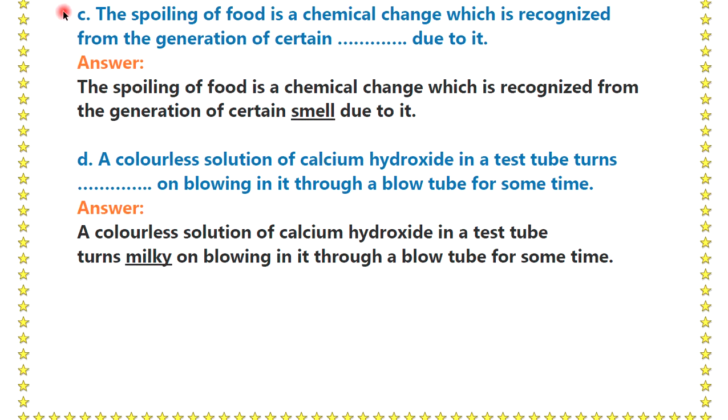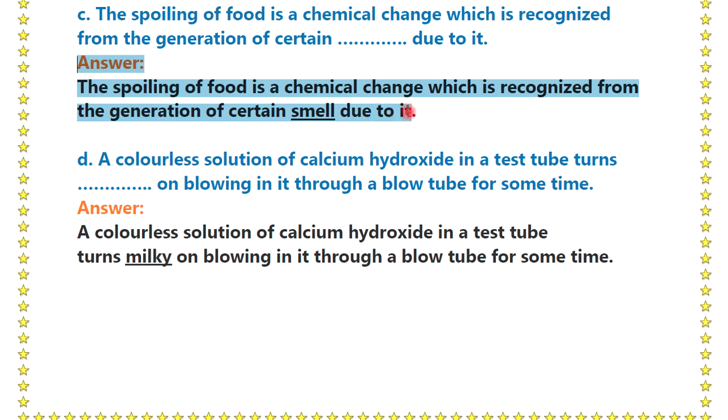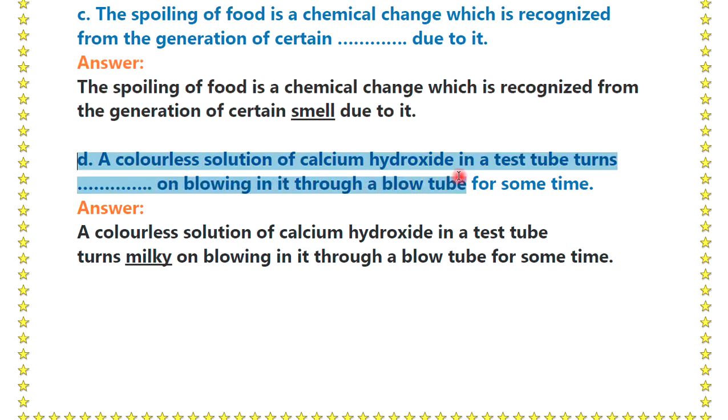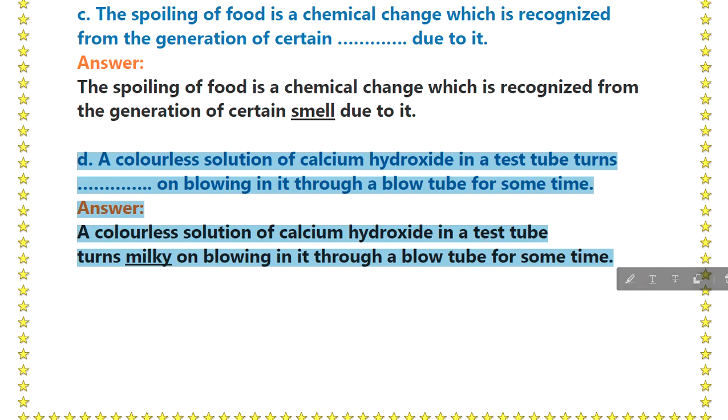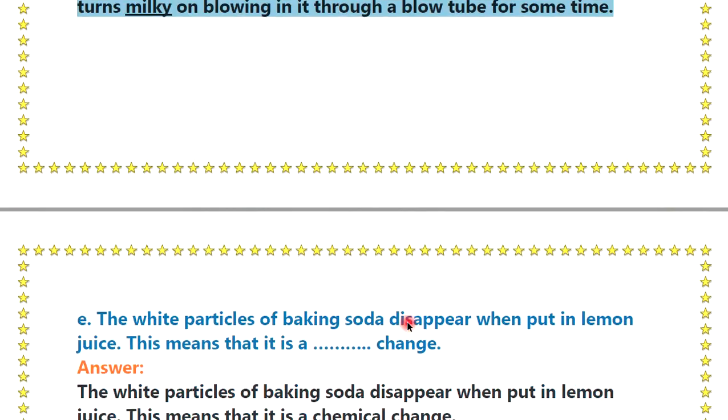Then next C: the spoiling of a food is a chemical change which is recognized from the generation of certain dash dash due to it. Answer: the spoiling of food is a chemical change which is recognized from the generation of certain smell due to it. D: a colorless solution of calcium hydroxide in a test tube turns dash dash on blowing in it through a blow tube for some time. Answer: a colorless solution of calcium hydroxide in a test tube turns milky on blowing in it through a blow tube for some time.